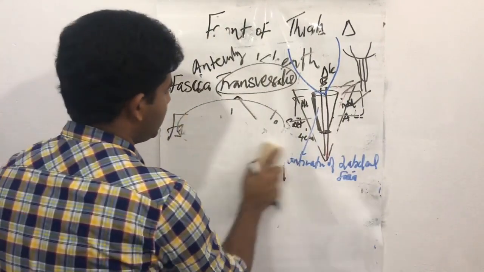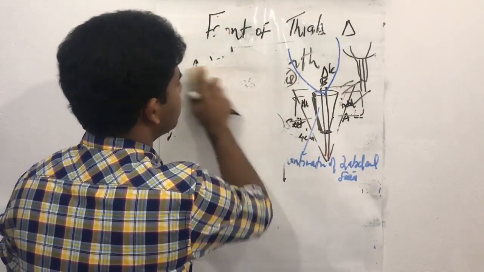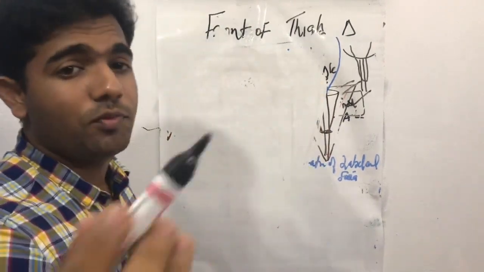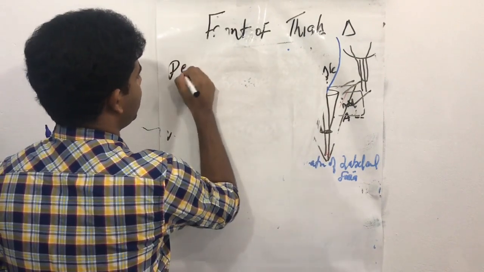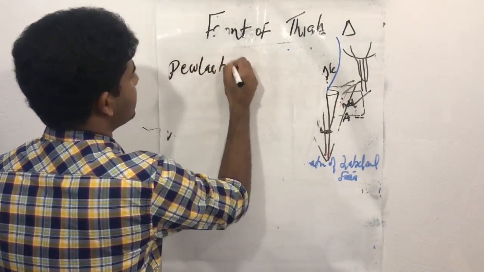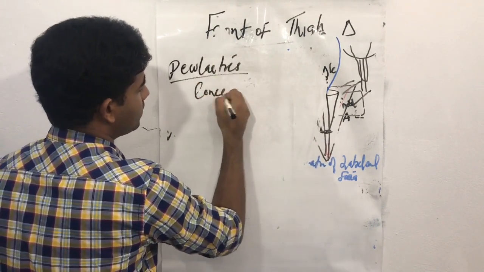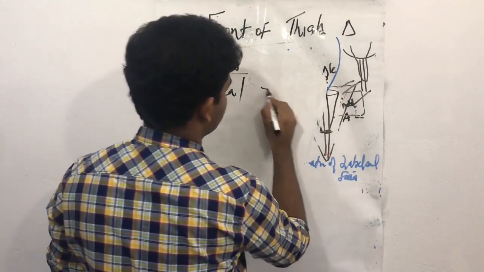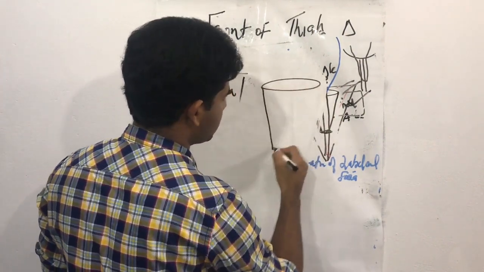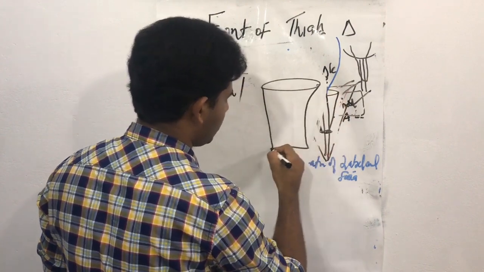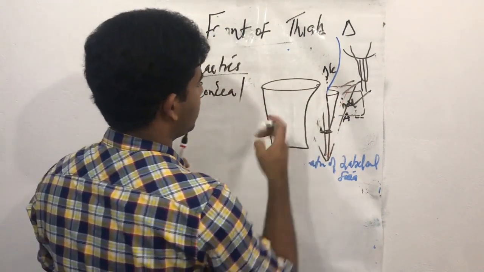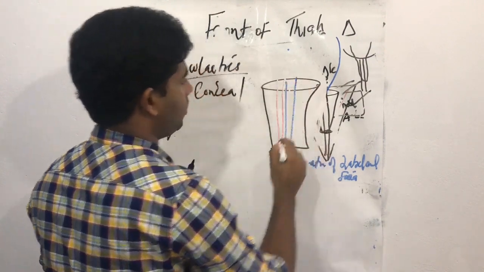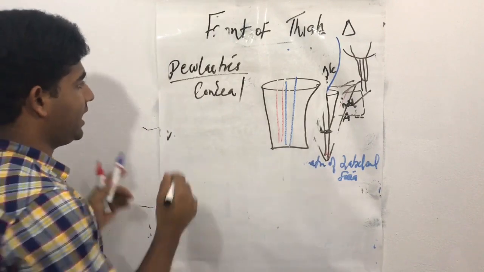Now you have to study some more peculiarities of the femoral sheath. First, it is conical in shape. I showed you it is conical in shape. This is how it is. And here you have the artery and here you have the vein. So it is conical in shape.